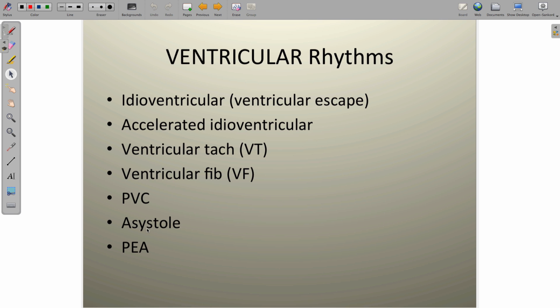Last but not least, we'll talk a little bit about asystole and then this concept of pulseless electrical activity, which is not a rhythm in and of itself. It's a condition. All right, so we'll talk about those as we get there.